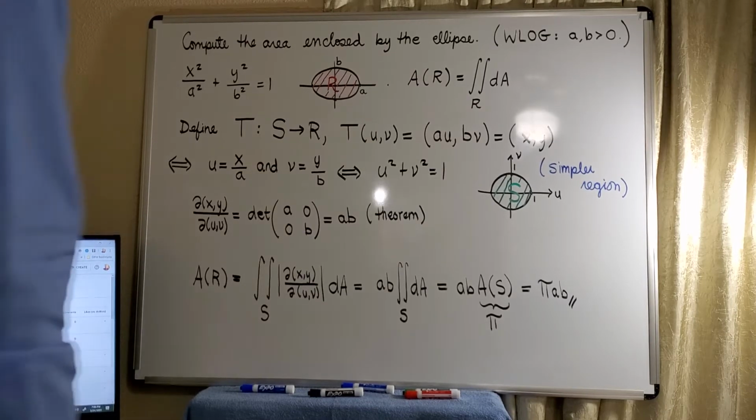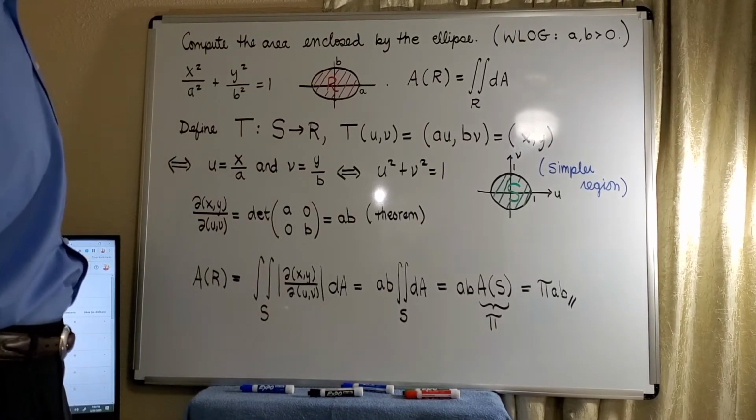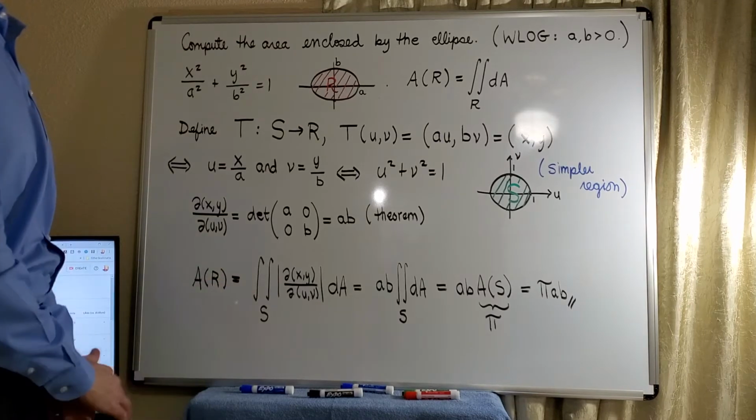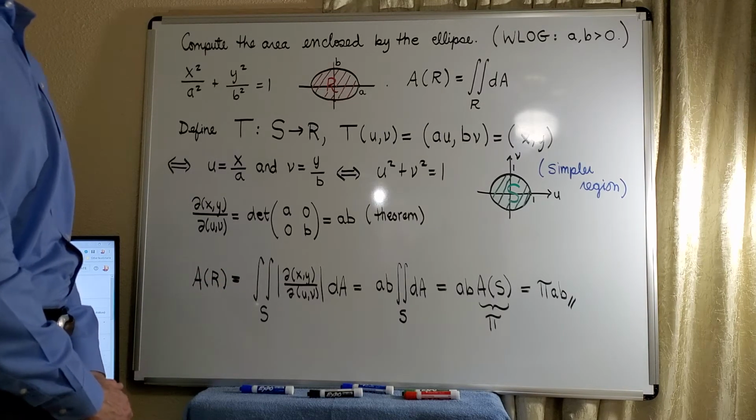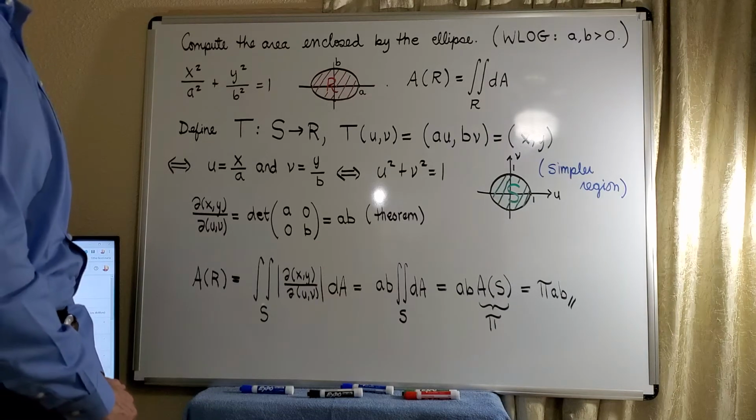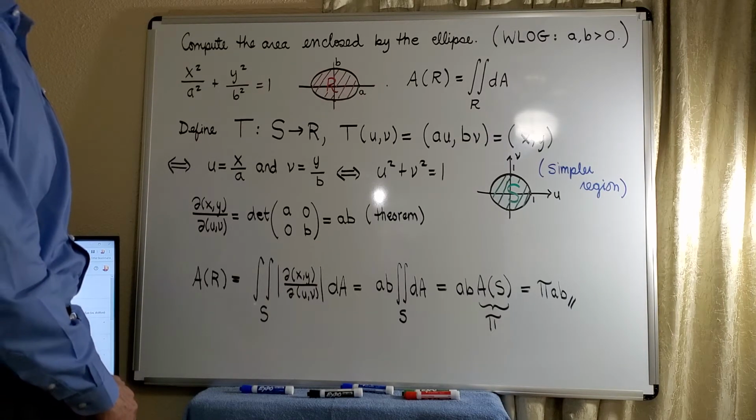Let's use the change of variables theorem to compute an area. In this particular problem, we're asked to compute the area enclosed by an ellipse. So we can utilize the general formulation that was learned in pre-calculus.